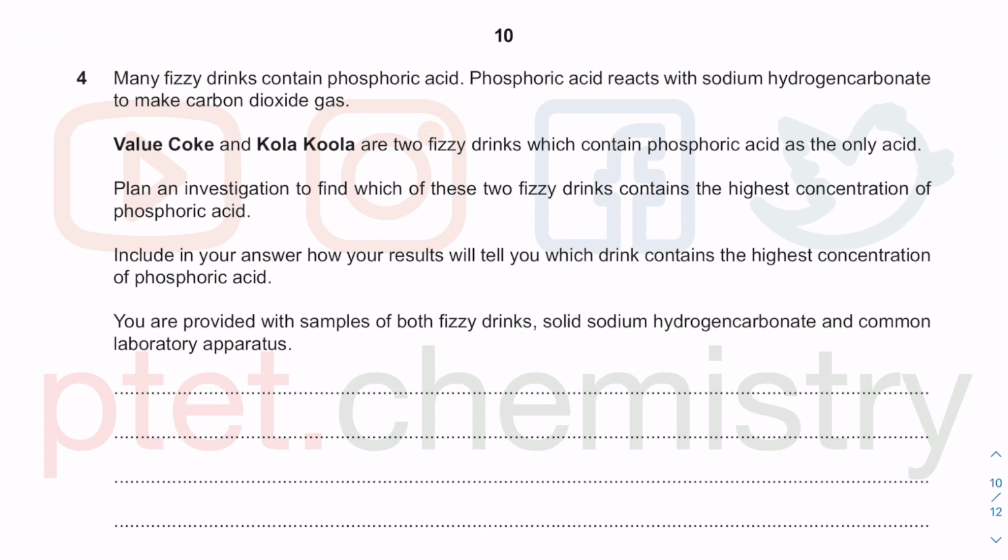In this question number 4, so many fizzy drinks contain phosphoric acid. This includes things like Coca-Cola or Pepsi. You can check out their ingredients next time. So this acid reacts with sodium hydrogen carbonate.